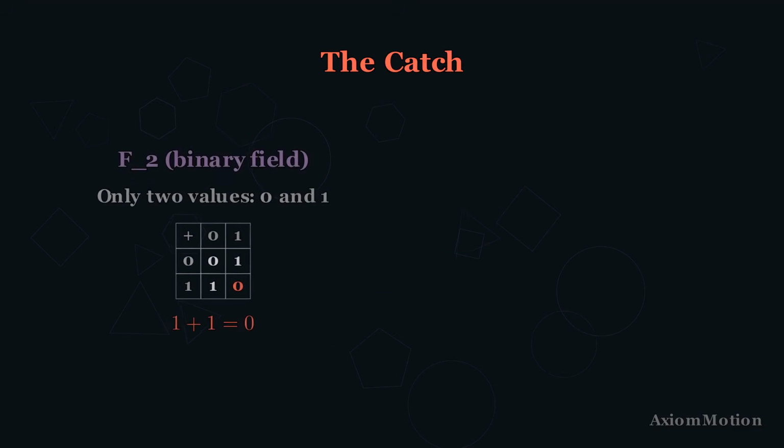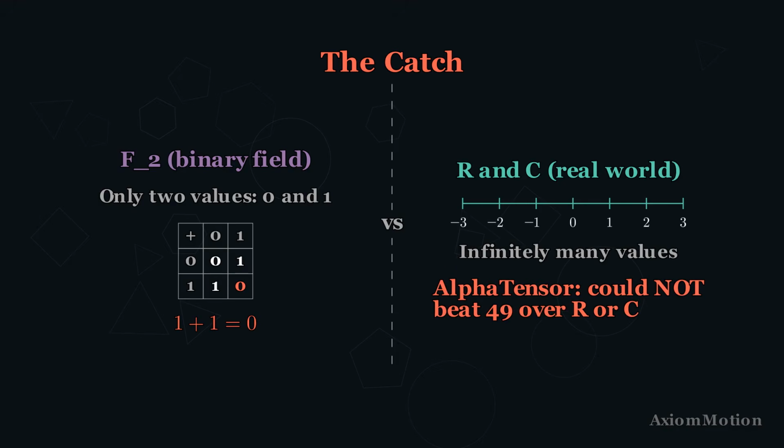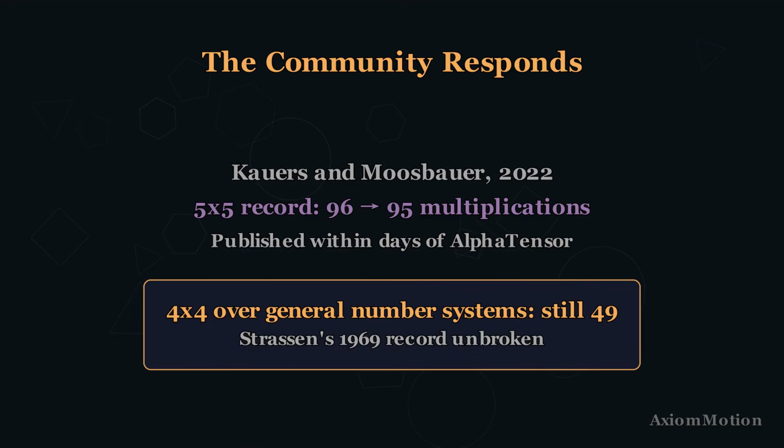But there was a catch. F2 is binary arithmetic. In F2, there are only 2 possible values, 0 and 1. The real world runs on real and complex numbers, where the search space is infinitely larger. Over the real or complex numbers, AlphaTensor could not beat 49. The mathematical community responded fast. Within days, Kauers and Moosbauer took AlphaTensor's ideas and pushed the 5x5 record from 96 down to 95 multiplications. The frontier was moving, but Strassen's 4x4 record over general number systems stood firm.